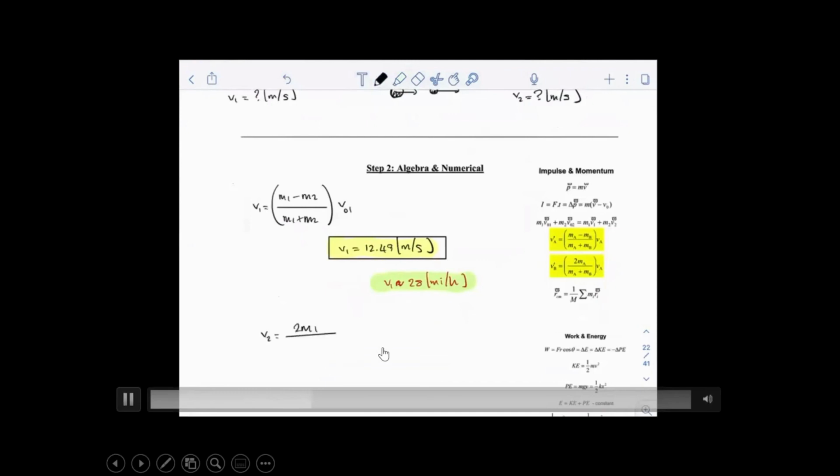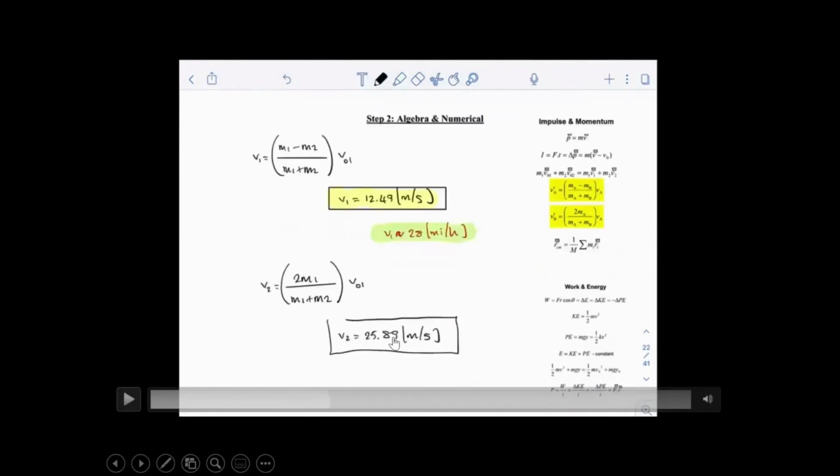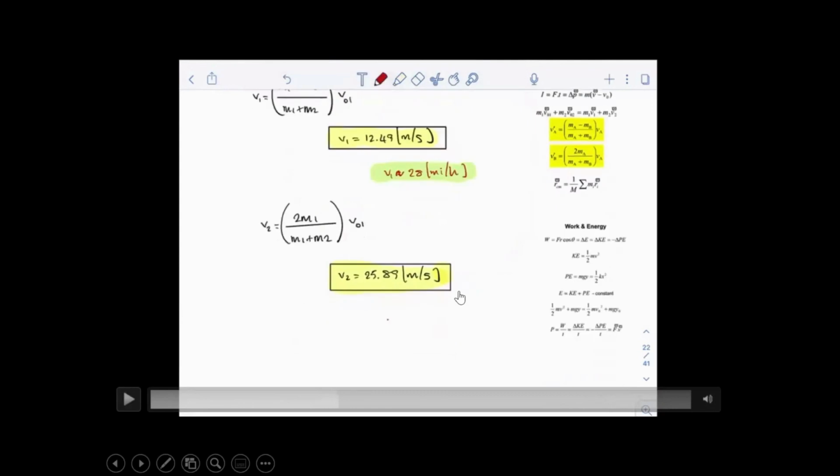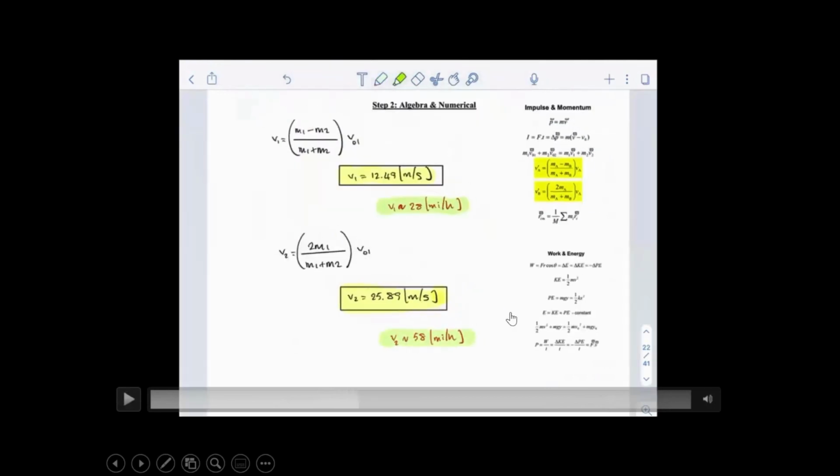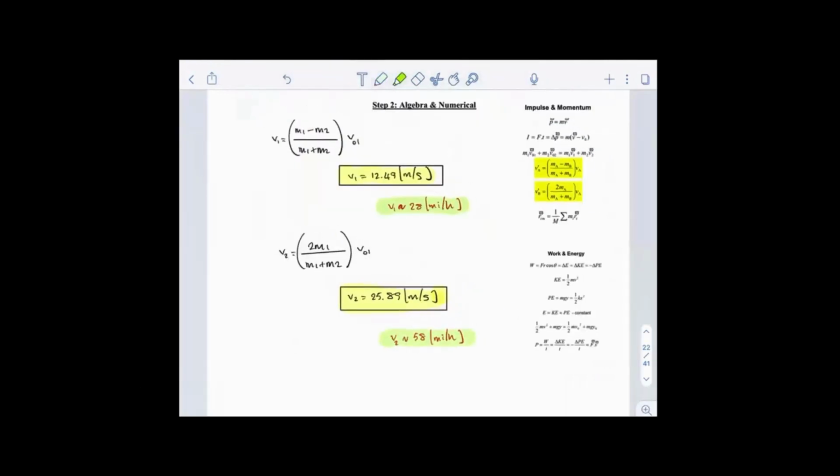We solve for the speed of the person. Here's the total mass of the vehicle and here's the initial speed of the vehicle. When you plug the numbers in, it's about 26 meters per second. This is very nearly double the speed of the vehicle. It's almost 60 miles per hour, but not quite. It's 58 miles per hour, almost double the speed of the car.